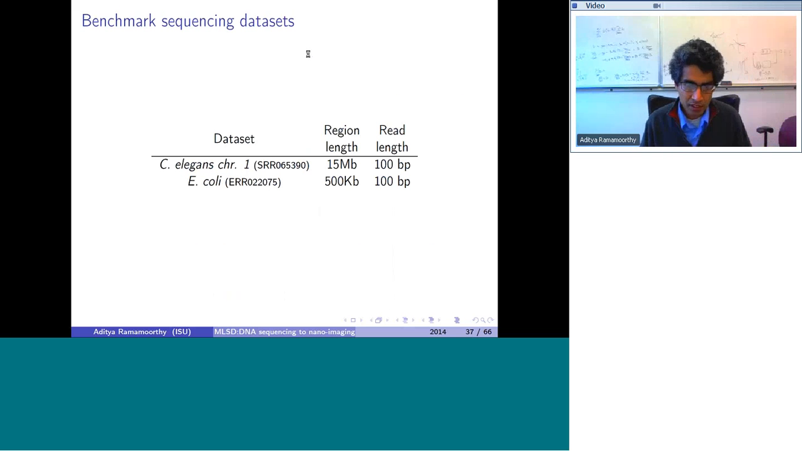So here are some results. We have two data sets. One is C. elegans chromosome 1 and the other is E. coli. The first one, the genome that we are sequencing, is of length about 15 megabases. The B here is bases. The second one, E. coli, is 500,000 bases. And the read lengths here are 100 base pairs each.